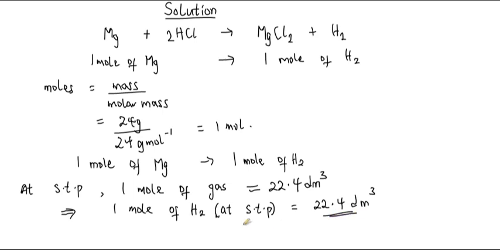We can say the volume of hydrogen gas evolved equals 22.4 dm cube.